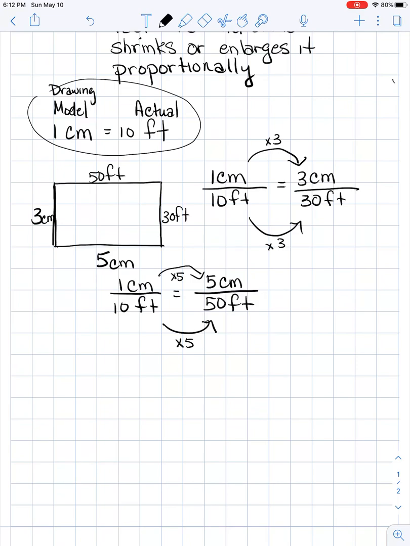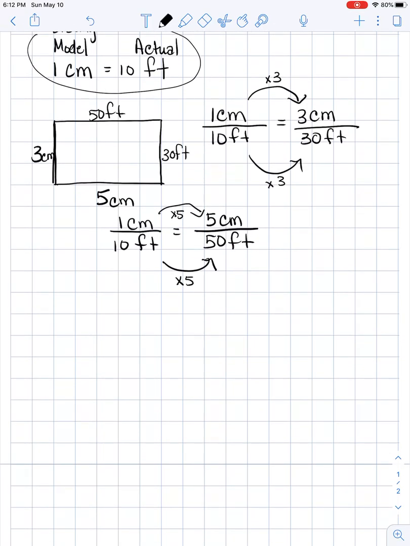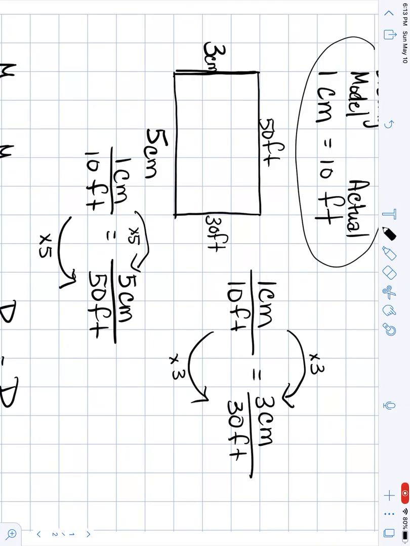Okay, and that's just the basis of any problem that we're going to do. And sometimes, depending on whether you refer to it as a model or a drawing, we kind of remind ourselves by saying model over actual equals model over actual. We say mama, right? M-A, mama. Or if you prefer dada, you can use the drawing over the actual equals the drawing over the actual.